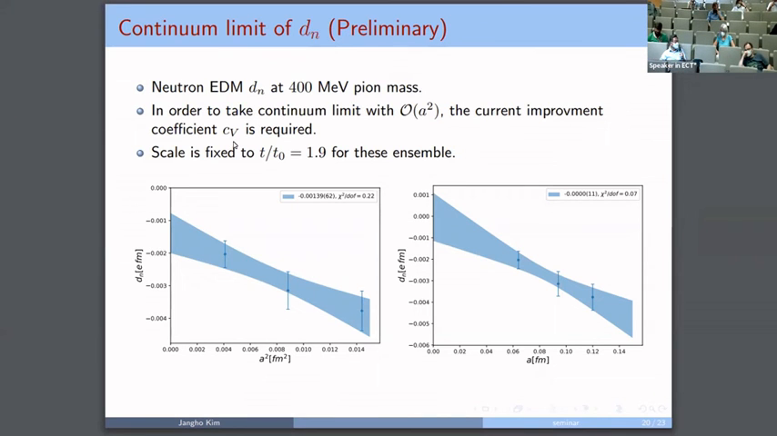This is a new lattice action, and when you change the lattice action, you have to change that. Okay. And so Jangho has calculated ZV, but we need to calculate CV, the other coefficient. We know how to do it. Okay, thanks.